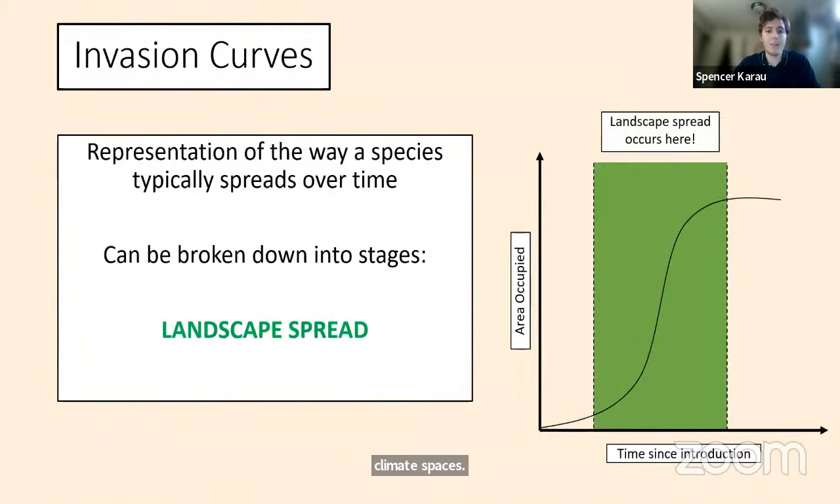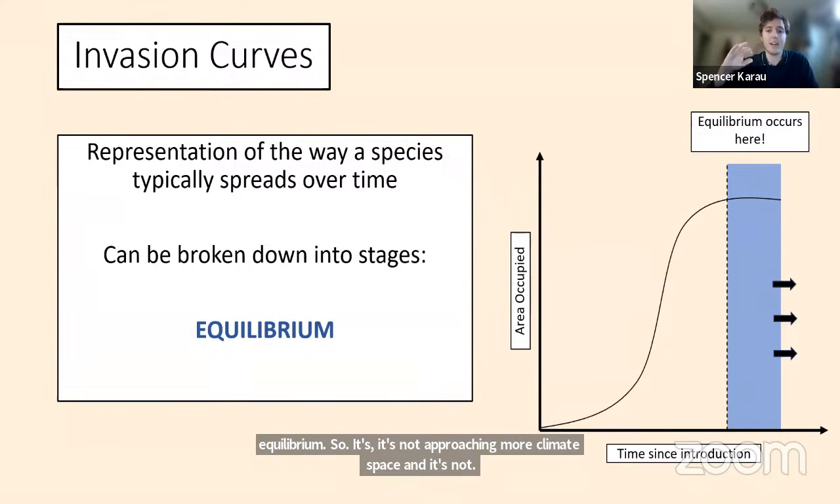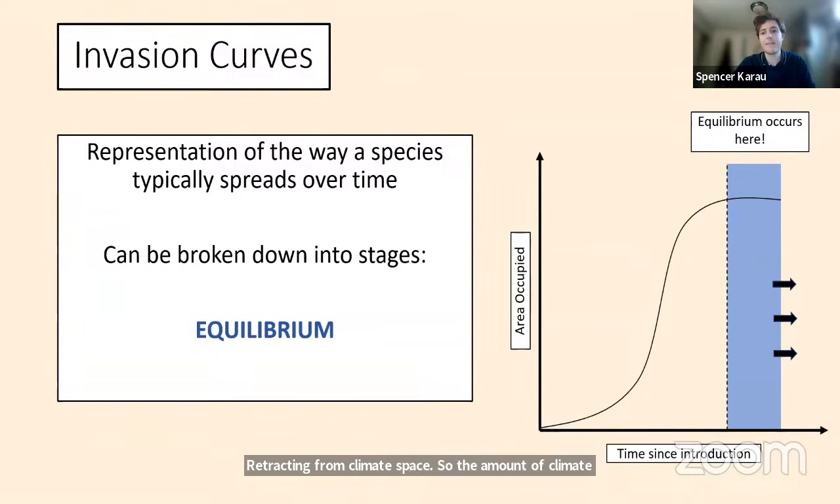Over time, the species will continue spreading and continue encountering different climate spaces, but eventually it's going to stop spreading, and it's not going to increase the amount of climate spaces it enters, and it's not going to decrease the amount of climate spaces it enters, theoretically. And that's the period of equilibrium. So it's not approaching more climate space, and it's not retracting from climate space. So the amount of climate space that it occupies is at equilibrium.